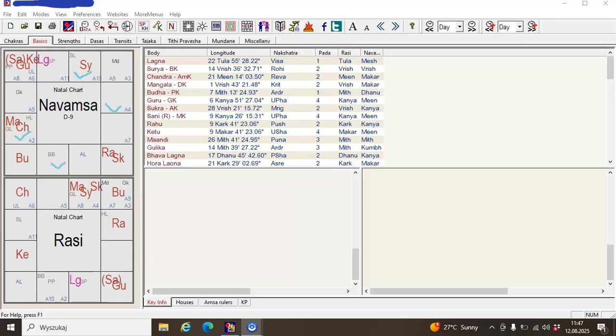So, for instance, let's say your Navamsha Lagna falls in the sign of Kanya. So it is an even sign. Then your Navamsha Dasha will start from the 7th house, which is obviously Mina or Pisces.